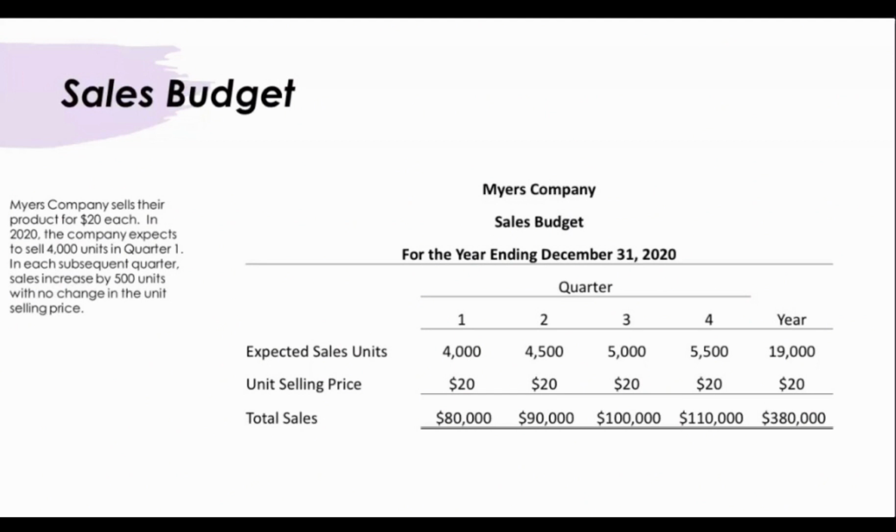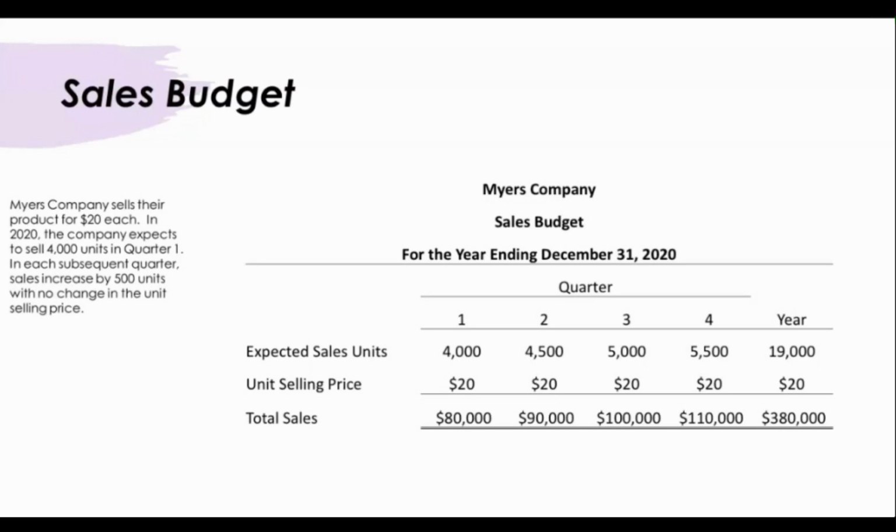So the first thing that we need to do is figure out how many total units we expect to sell during the year, and we get 19,000. Where do we get that 19,000? We add up our expected sales units for each of the 4 quarters throughout the year. So 4,000 plus 4,500 plus 5,000 plus 5,500 gives us 19,000 in expected unit sales for the year.